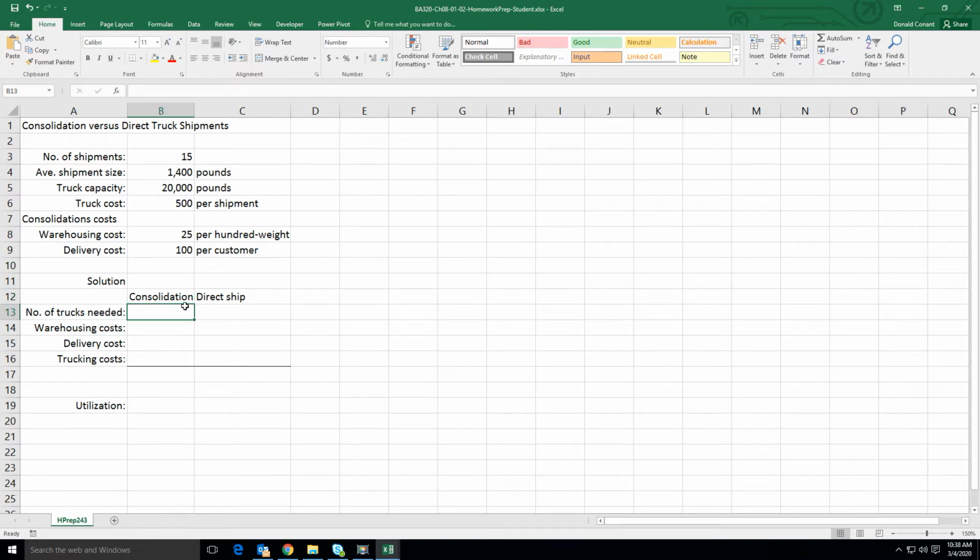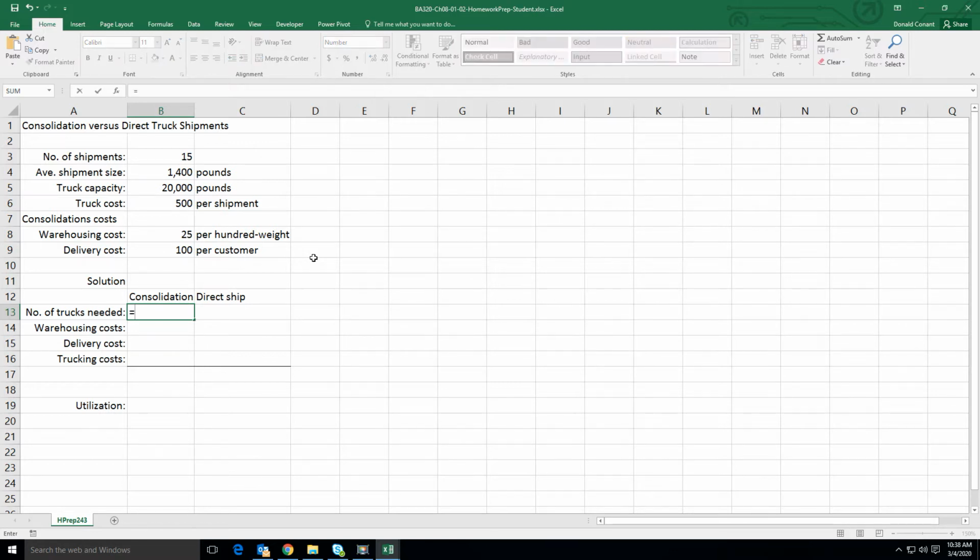The first thing we need to do is determine the number of trucks that we need when we consider the consolidation side of this. To do that, we're going to have to take a look at the total number of pounds that we're sending out. So that's all of the shipments times the average shipment size. And then we want to see if that weight will fit into our truck. Take a look at our truck capacity to determine how many trucks we need. So let's do this in steps.